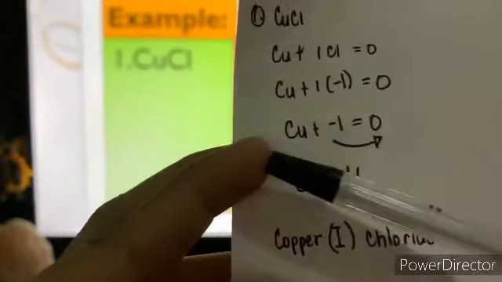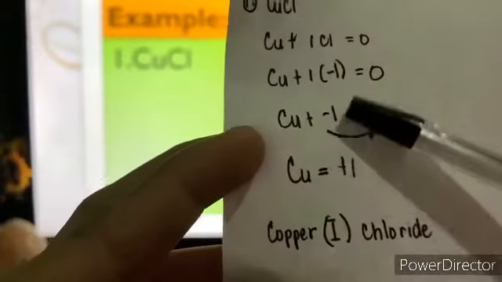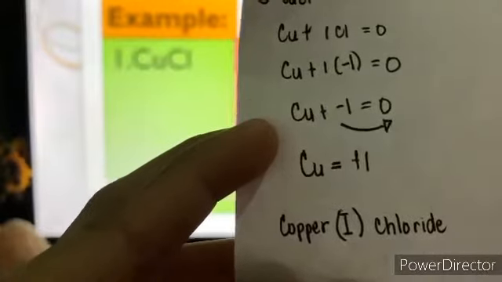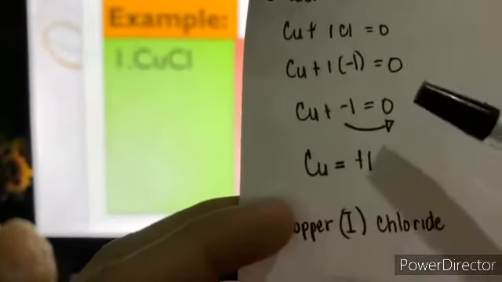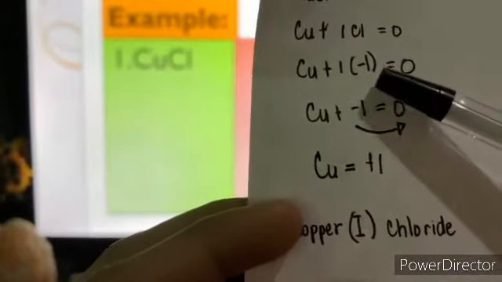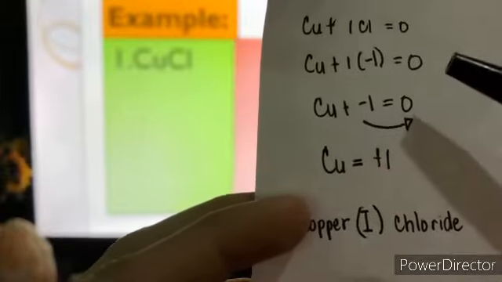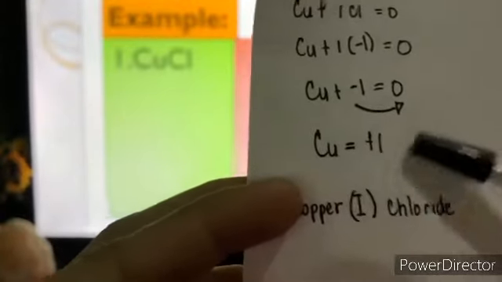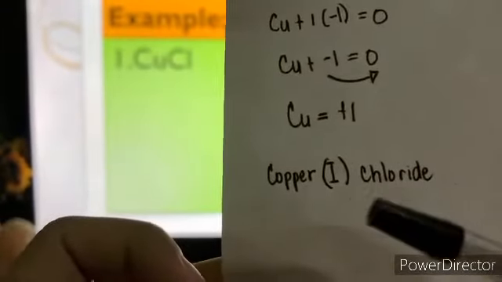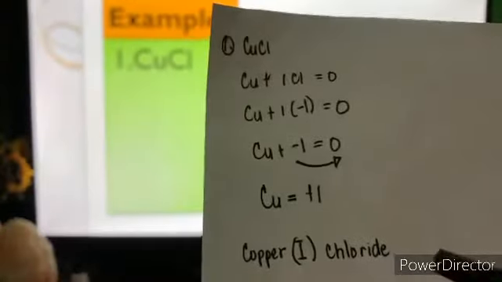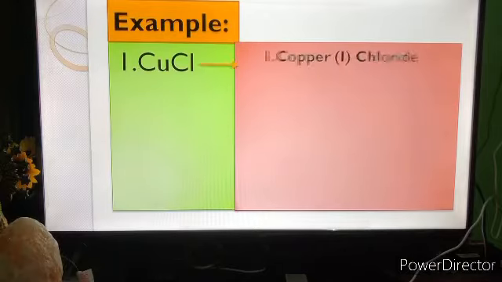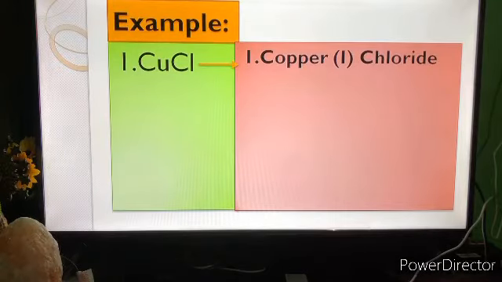Next, Cu plus (1 times -1), which is -1, equals 0. And then we transfer the charge from left to right, so from negative it becomes positive 1. So the Roman numeral that we put on the copper is 1. So it becomes copper(I) chloride. That is the answer for the first one: copper(I) chloride.